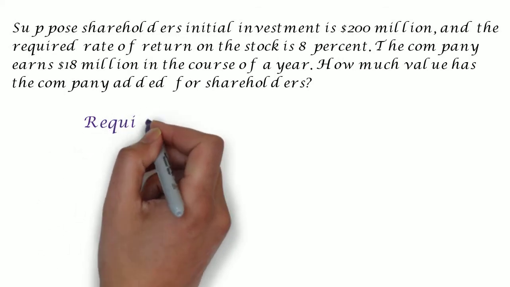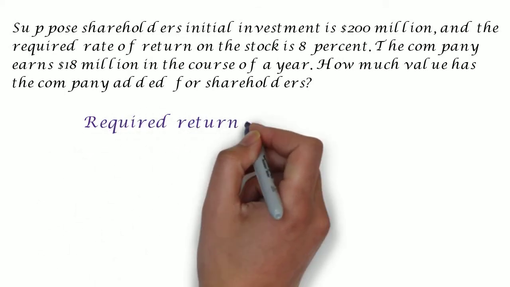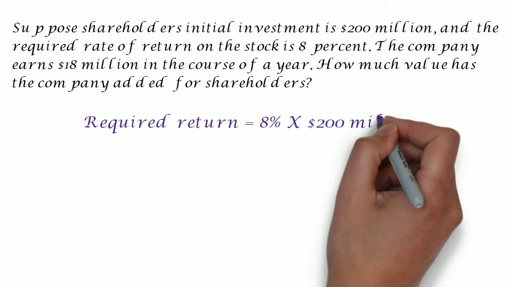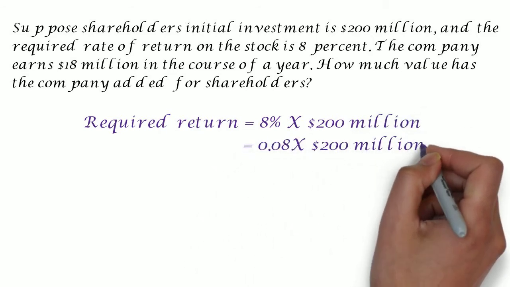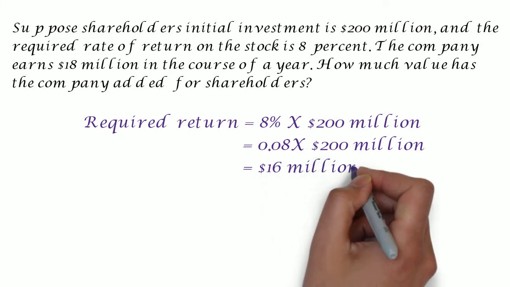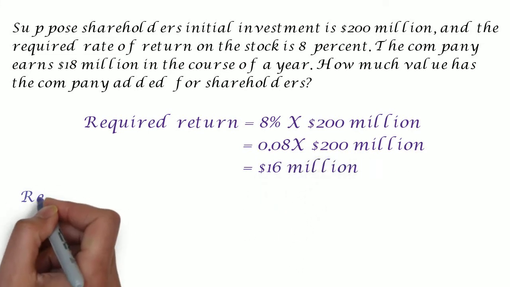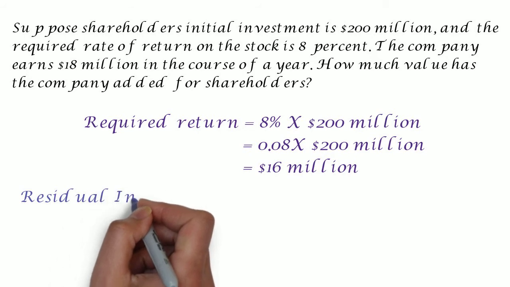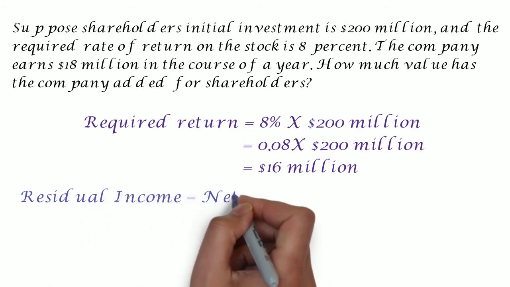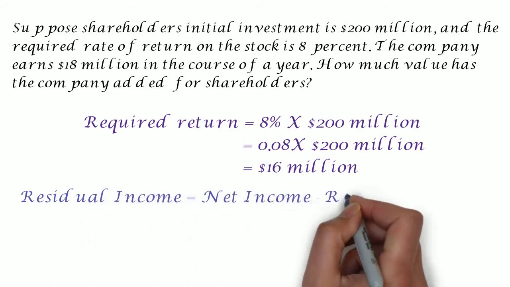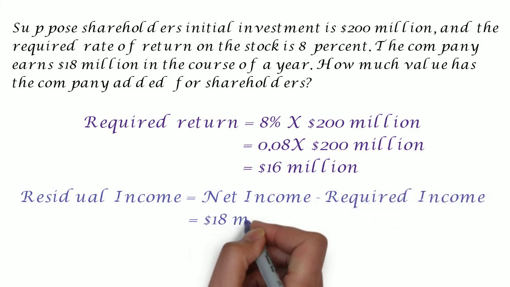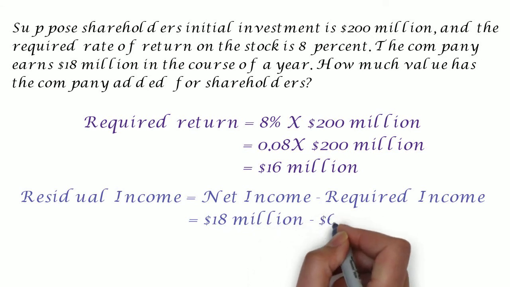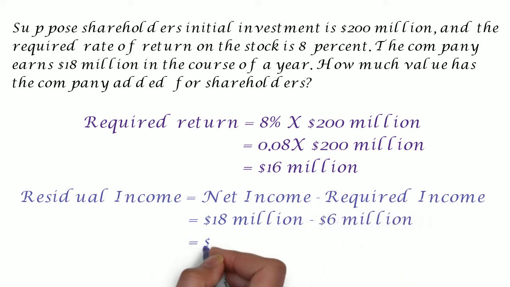The required return is calculated as the required rate of return of 8% times the initial investment of $200 million, or $16 million, which is the amount investors could have earned in an equivalent risk investment. Only the residual or excess amount, which is $18 million, the net income, minus $16 million, or $2 million, represents the value added or an economic gain to shareholders. So, $2 million is the company's residual income for the period.